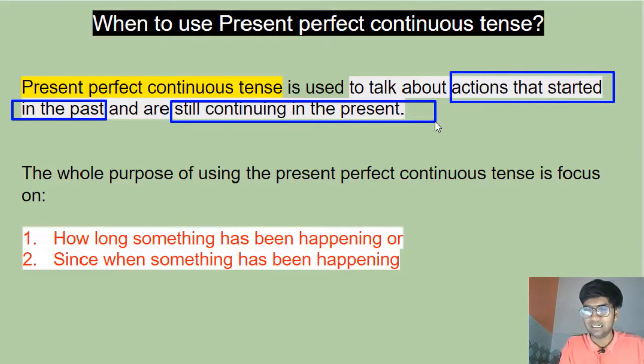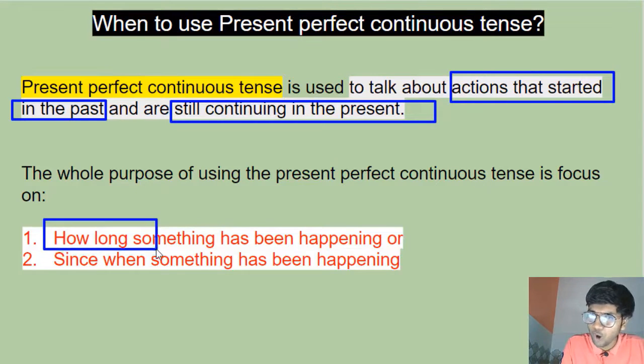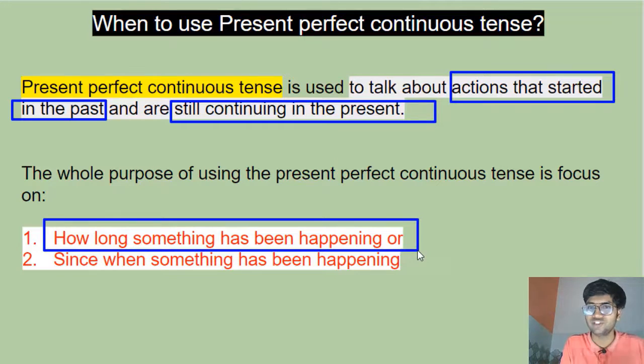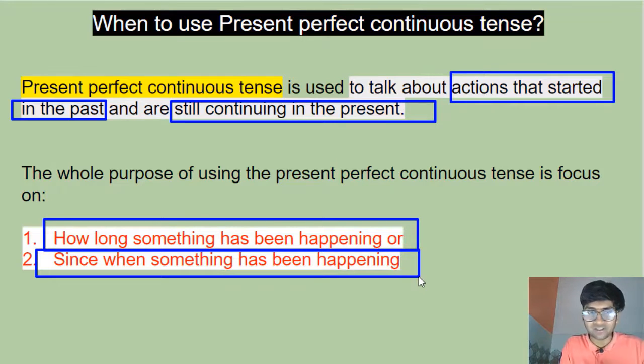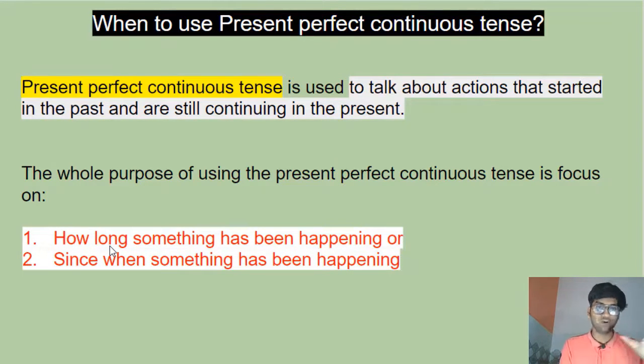So guys, understand this. The whole purpose of using the present perfect continuous tense is to focus on two things. We either focus on how long the action has been happening for, or since when the action has been happening, right? We're not just focusing on the continuity of the action, we're either talking about how long the action has been happening for or since when the action has been going on or happening, all right? This is what we talk about in present perfect continuous tense.